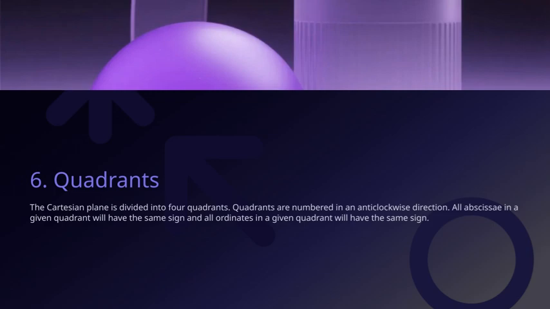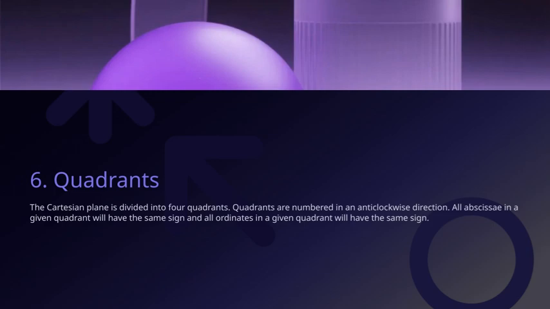An important point to remember is that all abscissae, or x values, within a specific quadrant will share the same sign, either all positive or all negative. Similarly, all ordinates, or y values, in a given quadrant will also have the same sign. This consistency helps us quickly identify the location of points and understand their relationships within the plane. Recognizing how the quadrants are numbered and how signs are distributed is foundational for analyzing graphs and solving coordinate geometry problems.